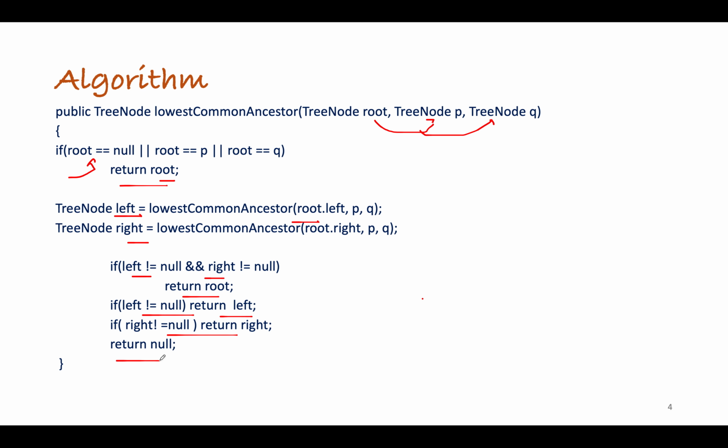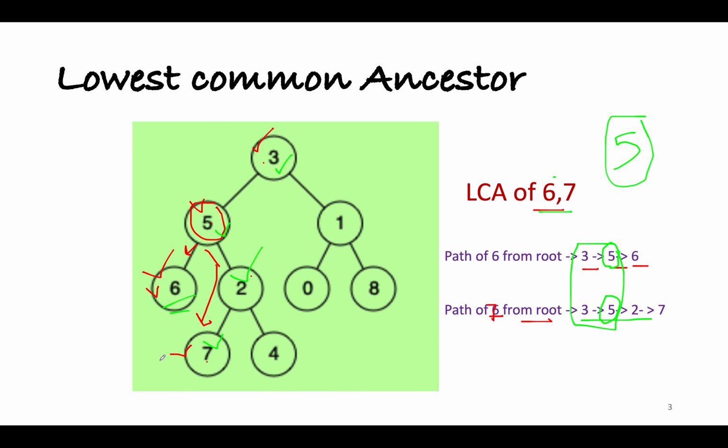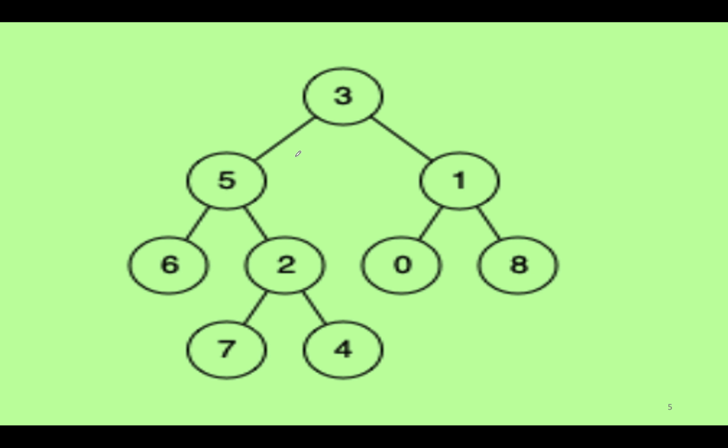Also, there is one important point: you will always find an answer in the tree, and at max, in the worst case, root will be that node, because you can take any two nodes, and root will be the lowest common ancestor in the worst case. So let's try and understand the validity of this algorithm.